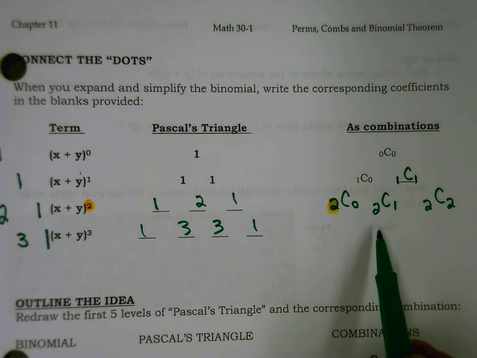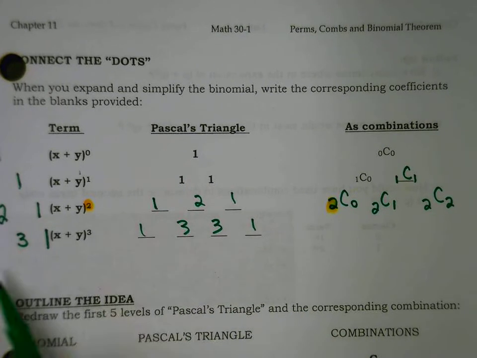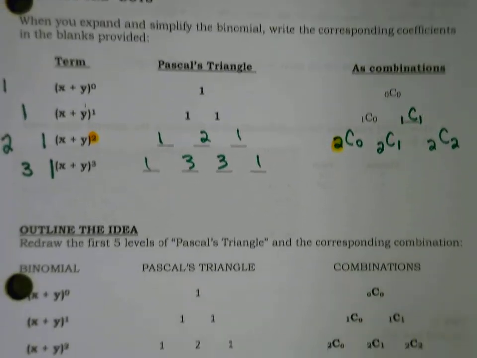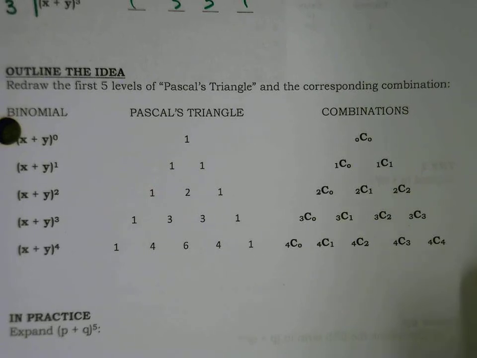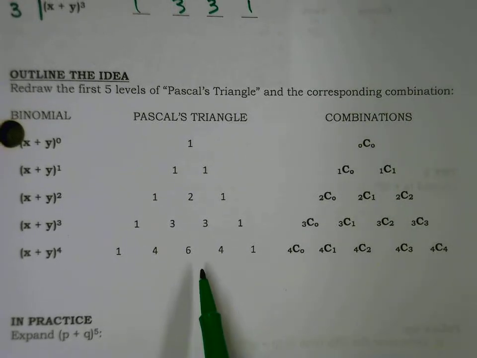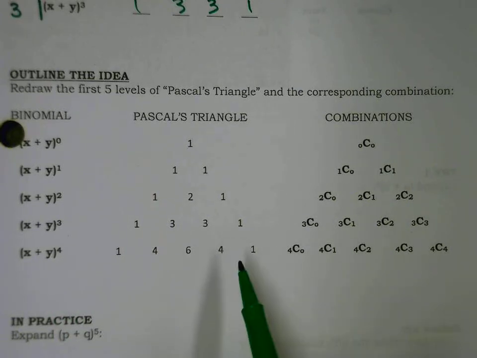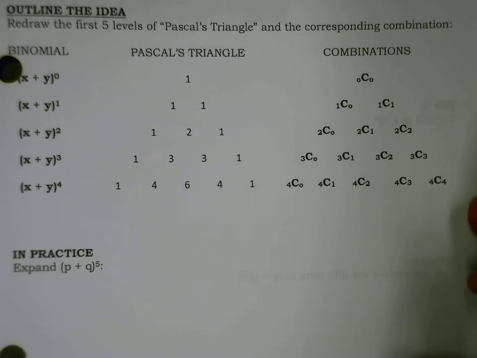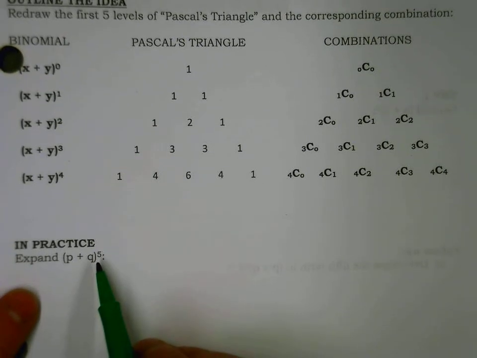But combinations are going to help us create Pascal's triangle, which are also going to help us create the expansion of a binomial. And everything is interconnected. So let's outline the idea in one nice visual that we're going to be used to help us out going forward. So I've got the first 5 levels of Pascal's triangle and the corresponding combinations. Pascal's triangle in the middle, the binomial on the left, and our combinations which create Pascal's triangle in the middle here. So these are going to help us to expand something a little bit more complex than p plus q to the power of 5, but we're going to start with this.